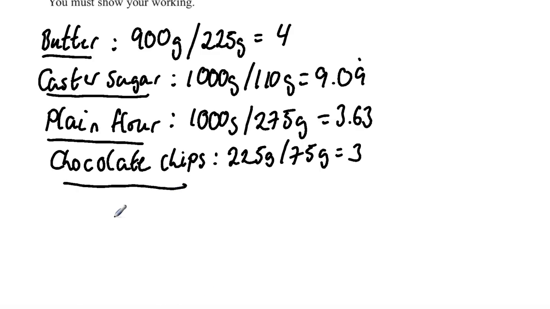So the minimum set of biscuits Lucas can make is 3. So I'm going to multiply 3 by 30, which is 90 biscuits. So the maximum number of biscuits that Lucas can make is 90 biscuits, and that's your final answer.